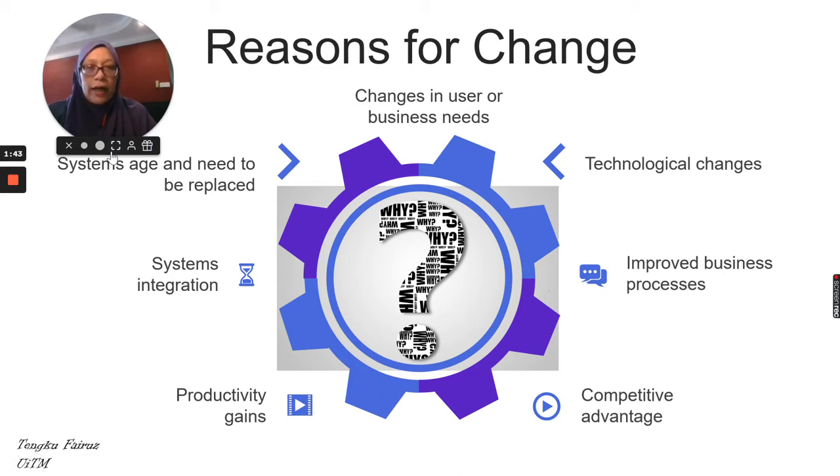They have many reasons that could trigger companies to change from the current system to a new system. The first reason is because of changes in the users and the business needs. This may be because of increased competition, the growth of the business, or changes of regulation. Maybe they have a new regulation from the government, so they need to respond to these changes.